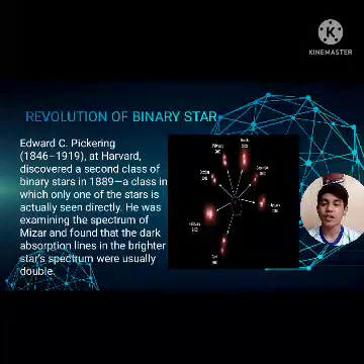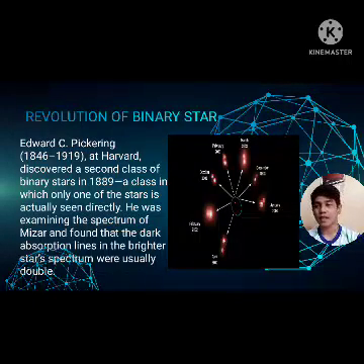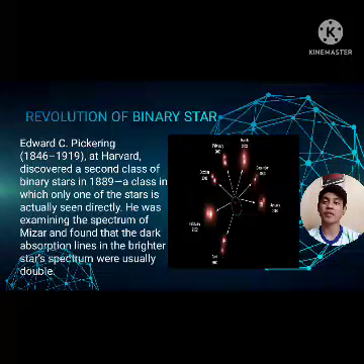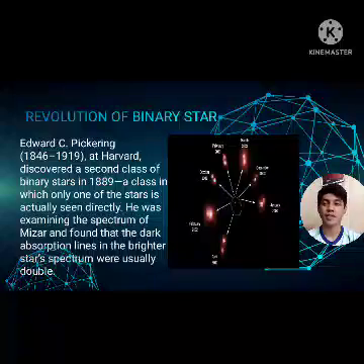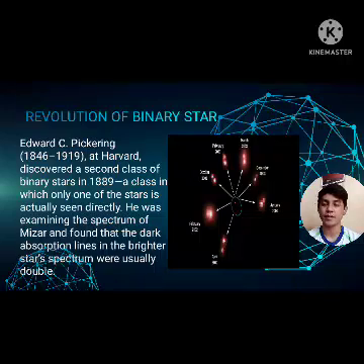Not only were there two lines where astronomers usually saw only one, but the spacing between the lines was also changing. The lines even became single at times. Pickering accurately deduced that Mizar A, the brighter component of Mizar, is actually two stars rotating around each other every 104 days.